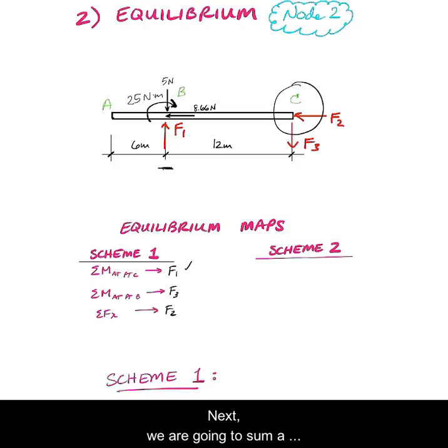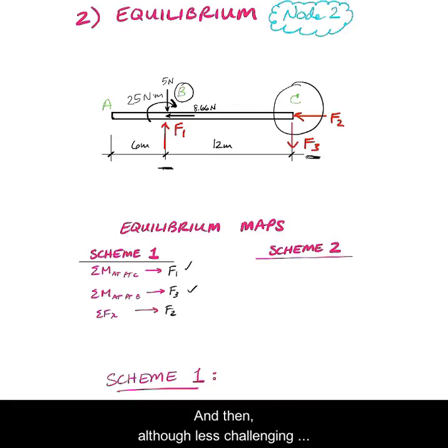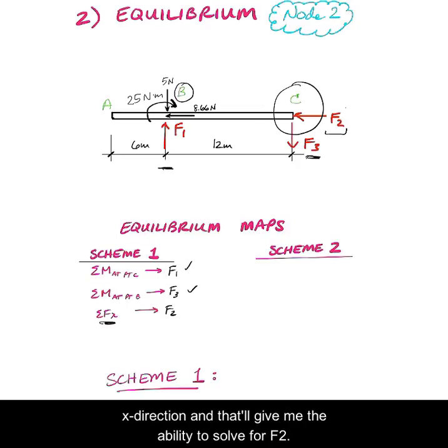Next, we are then going to sum a moment at point B, which is at 6 meters on the beam. And that will give me the ability to solve for F3. With, again, one equation, one unknown. And then, although a little less challenging, we're going to end up summing forces in the x direction, and that'll give me the ability to solve for F2. Right, and we'll do another scheme.